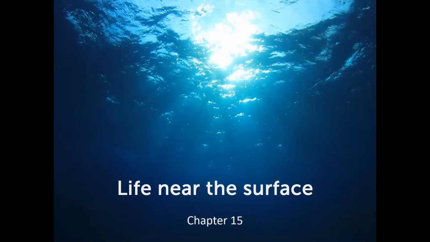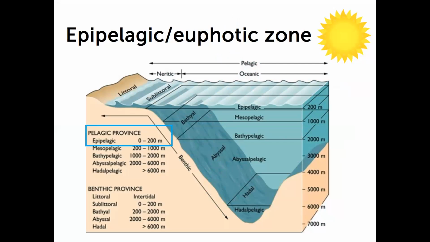This lecture is going to cover material from chapter 15, Life Near the Surface. So we've spent the last few lectures talking about benthic organisms and benthic habitats. And today we're going to switch over to talking about organisms and food webs found in the water, starting with this epipelagic region, which is also sometimes called the euphotic zone or the photic zone. So this is the upper layer of the water column where we have sunlight. So from the surface of the ocean down to about 200 meters is the epipelagic region or the euphotic zone, the photic zone. And that's going to be the focus of this lecture.